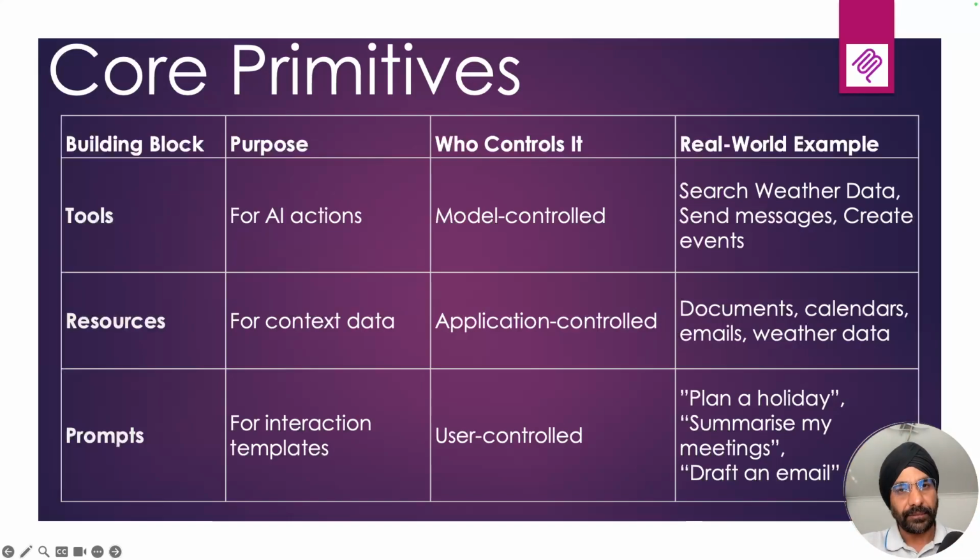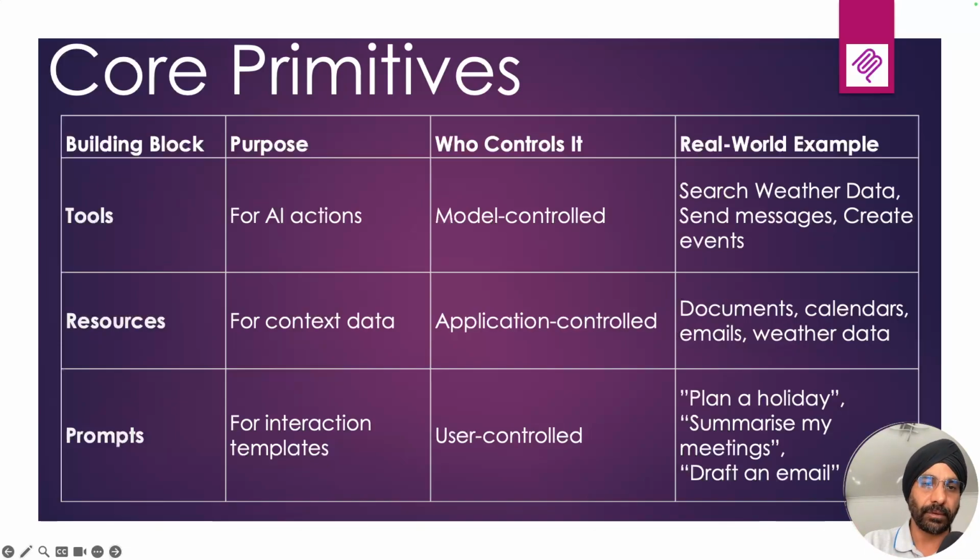Let's try to have a little bit more understanding of where tools fit, what the capabilities of tools are, and some real world examples as well. So the building block is tool. What is the purpose? It's for AI actions. As I said earlier, it can have a side effect on the server. Who controls it? The model controls it. Examples can be searching weather data, sending messages, creating events. All these things, as you can see, have potential for side effects on the server side.